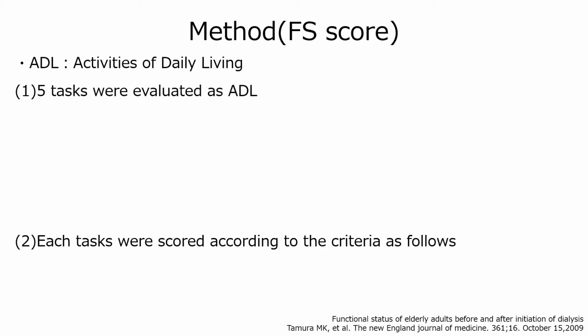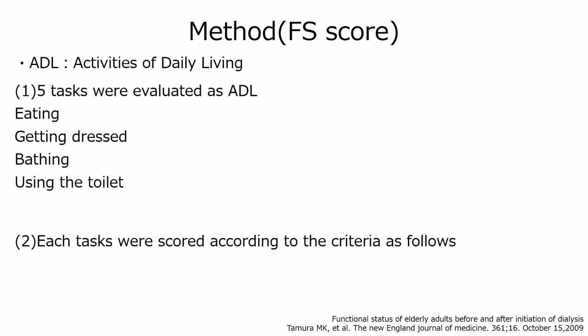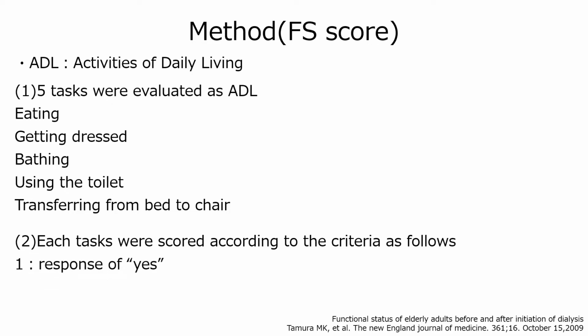Five tasks were evaluated as ADL: eating, getting dressed, bathing, using the toilet, and transferring from bed to chair. Responses of yes were scored 1. A response of no couldn't distinguish between performing a task with some help or being unable to perform the task at all. Thus, a score of 0.25 was assigned rather than 0.